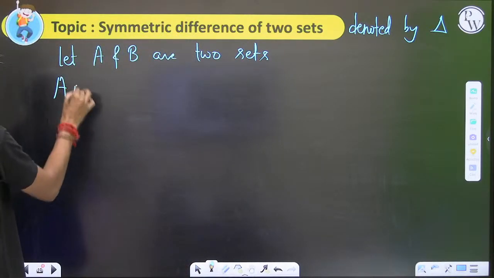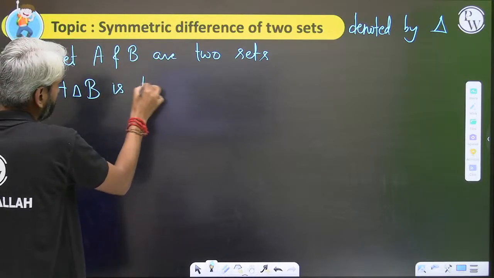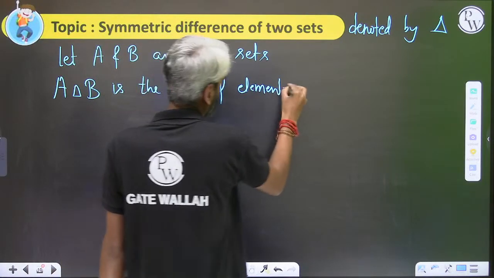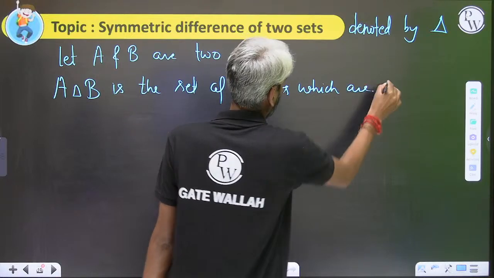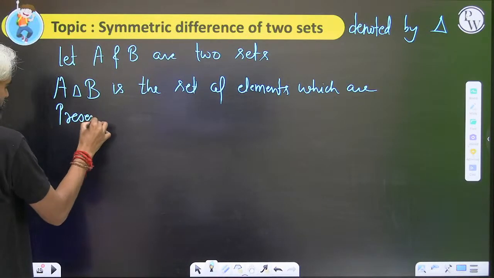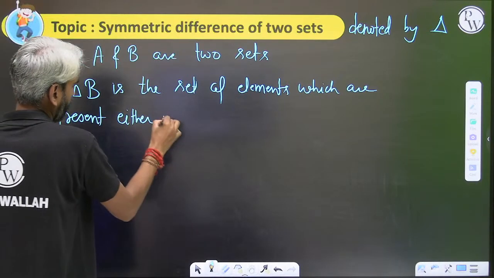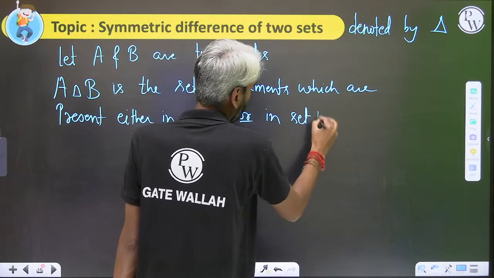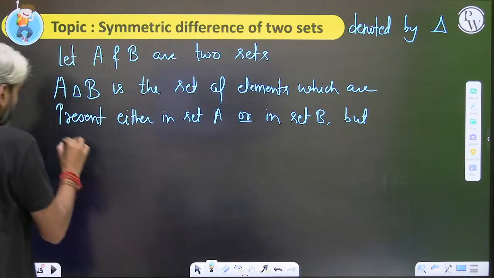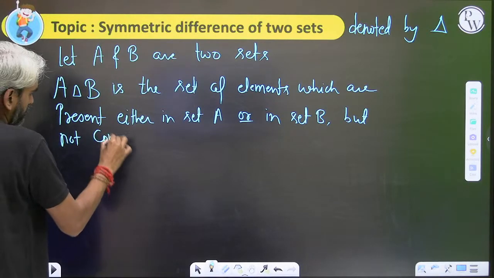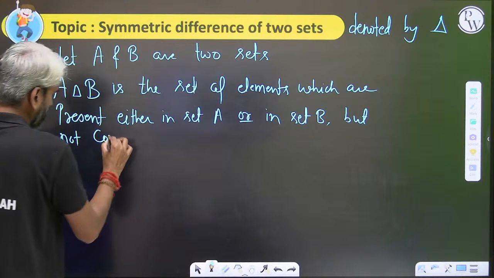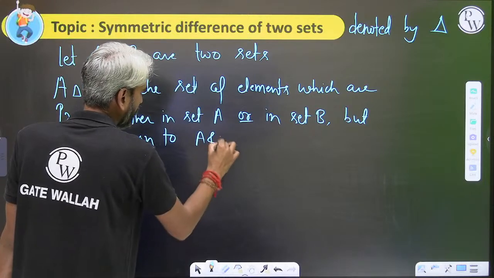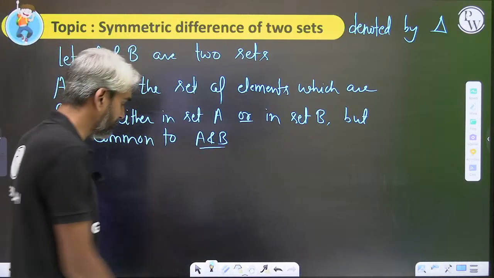A symmetric difference B is the set of elements that are present either in A or in set B, but not common to A and B. That means the elements which are present in A or in B but should not be present in both these sets.